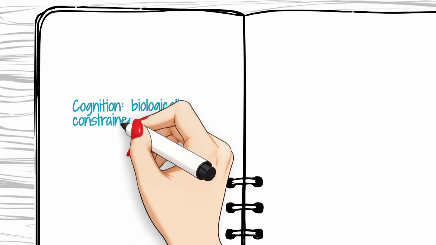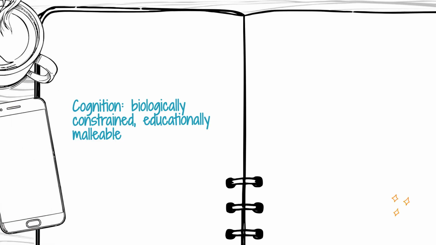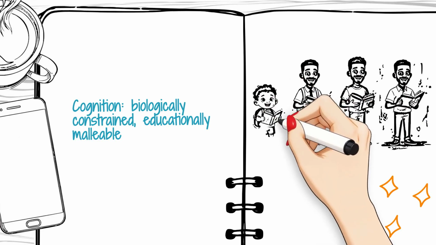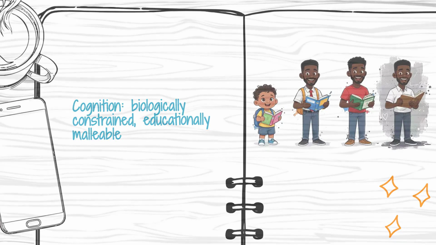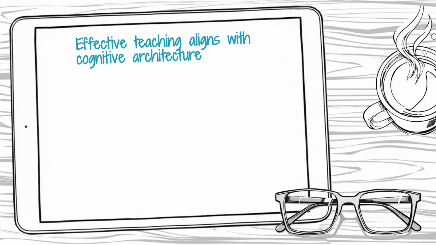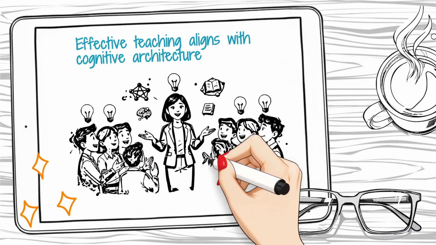In advanced human development, cognition is best understood as both biologically constrained and educationally malleable. Ultimately, the goal of instruction is not merely delivery of content, but the cultivation of durable understanding. When educators design learning experiences aligned with cognitive architecture, they promote deeper processing, stronger retention, and more transferable knowledge.